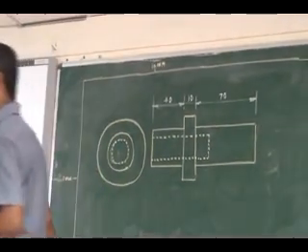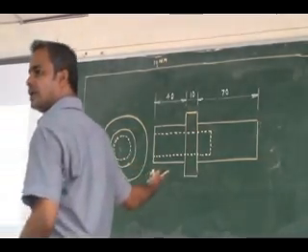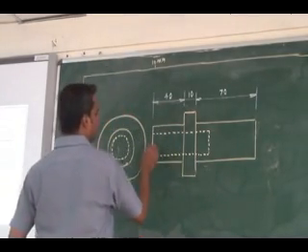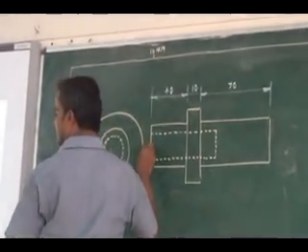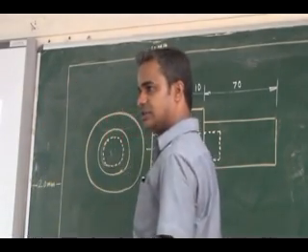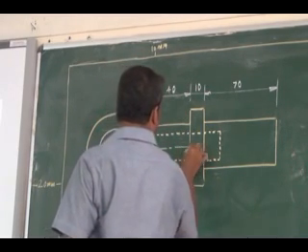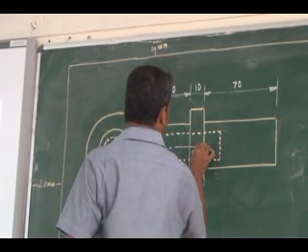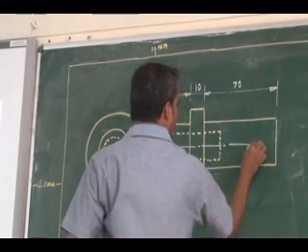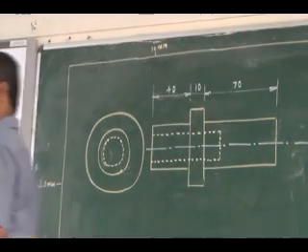Any cylindrical object you have, I have to represent it with the center line. You can see this is a cylindrical shaft. So here I can show a center line. The center line will be a 15 mm long line, a short line, a long line, short line, long line, short line. Right. This is a center line.